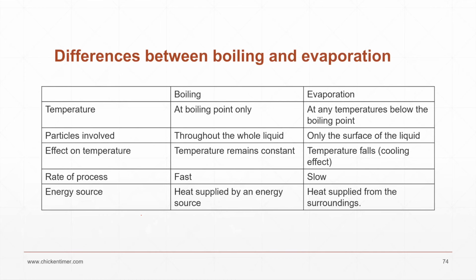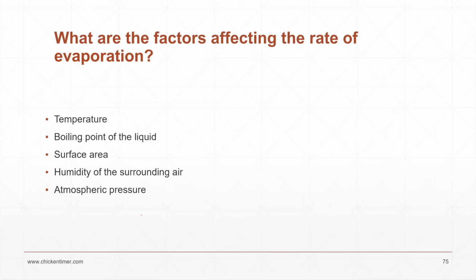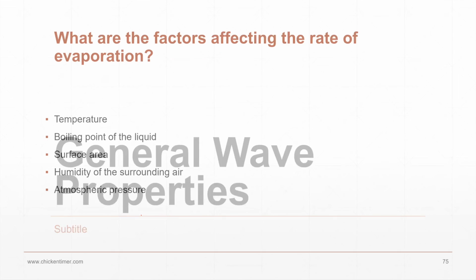So this one is important. What is the difference between boiling and evaporation? Boiling is only at one temperature, evaporation is at all temperatures. Boiling happens throughout the liquid, evaporation only at the top. Then one has a temperature change, one doesn't. So this one take note. Factors affecting evaporation: temperature, boiling point, surface area, humidity, and the atmospheric pressure. I shall not go into the details of every one of them. Okay, so these are the bare minimum you need to know.